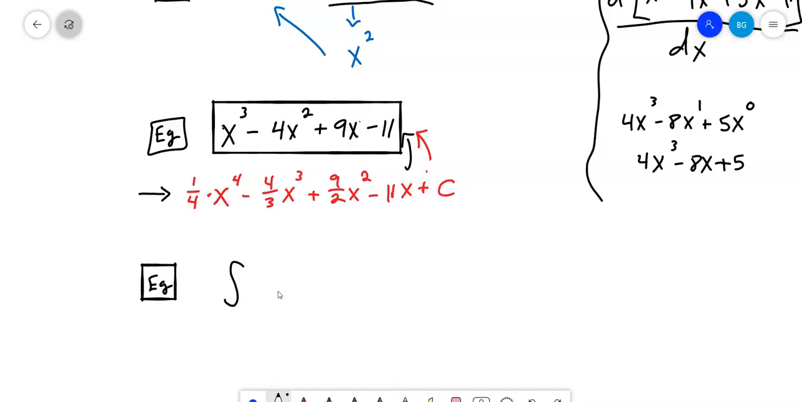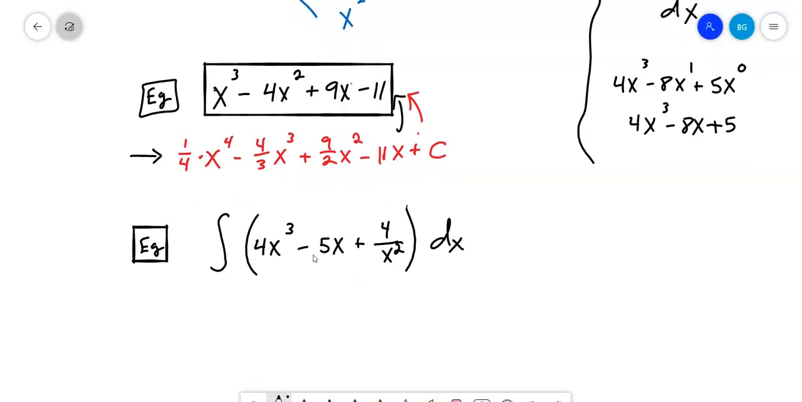So if I want to find the antiderivative of, say, I don't know, 4x cubed minus 5x plus 4 over x squared dx with respect to x, then we can just use the power rule term by term, or I guess the inverse power rule, I suppose you could say.